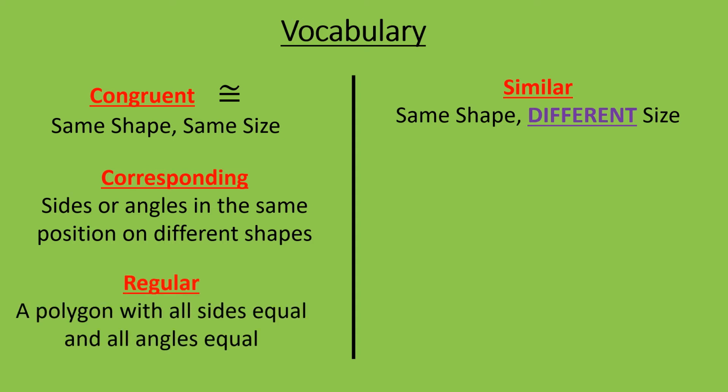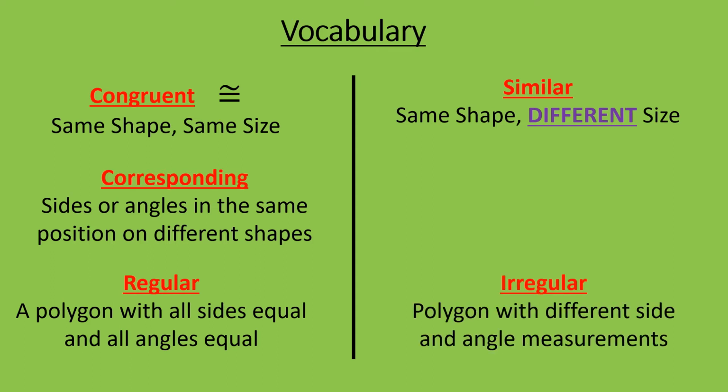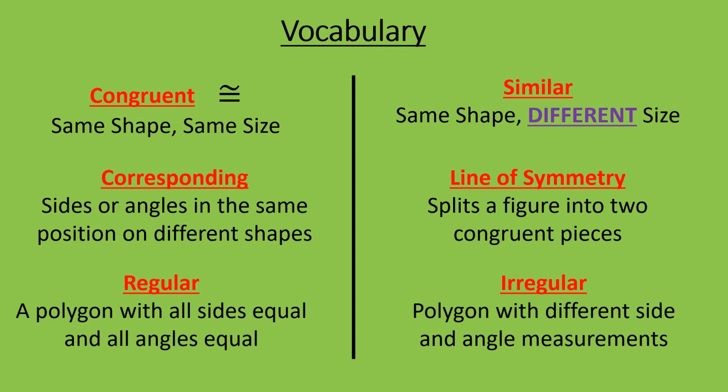We have regular polygons, that's where all the sides are equal and all the angles are equal. Call that a regular polygon. And the opposite of that would be an irregular polygon. That's when we have a polygon with different side and angle measurements. And last but not least, we have a line of symmetry, and that's going to be a spot in the polygon where we can split the figure into two congruent mirror images.